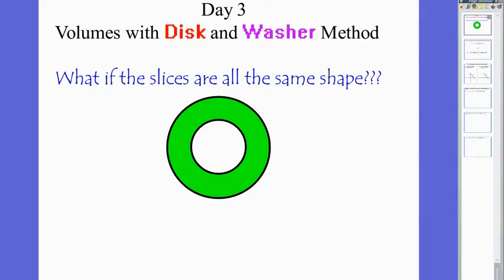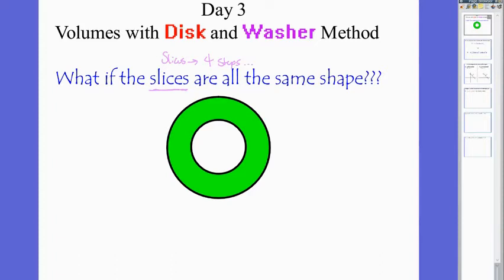So what we're going to talk about is a spinoff of the slices. So remember when we did slices, slices take 4 easy steps, right? And those 4 steps are all very necessary when you do a slice problem. But today we're going to talk about volumes using discs and washers, because the question is, if all the slices are the same shape, we could streamline the process. So basically what we're doing here now is we're shortcutting those 4 steps.